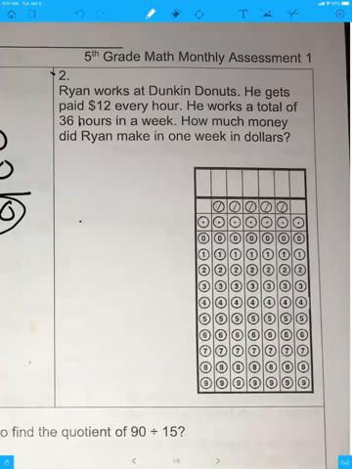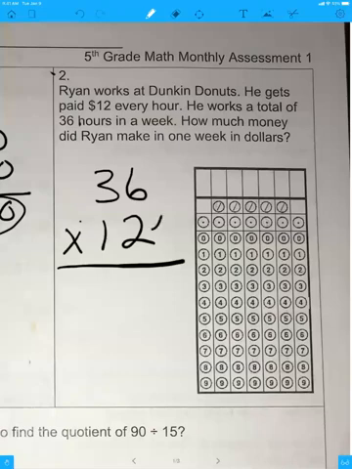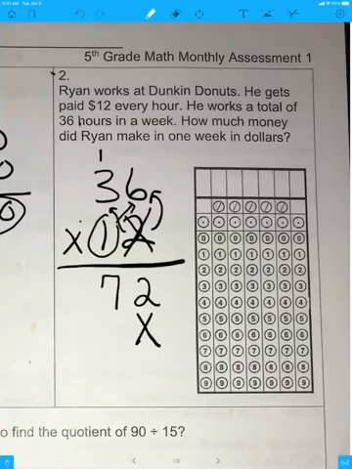So number 2 is a straight multiplication problem, right? He works 36 hours. He makes $12 an hour. 2 times 6 is 12. Regroup the 1. 2 times 3 is 6. Plus the 1 is a 7. We're now done with the ones place, so you can put your placeholder in here, a 0, an X, I don't care. This is 10 times 6, so the 6 goes in the tens place. This is 10 times 30, which is 300, so the 3 goes in the hundreds place. You would add this up to find out how much money he made.